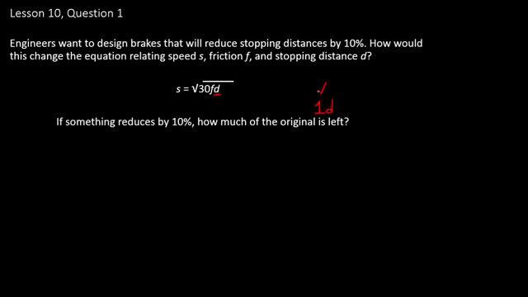And really, we're focusing on this coefficient. What's 90% of 1? So we want this to be in decimal form, and substitute that into d and simplify, and that will give us an idea of how this equation will change given that the engineers are able to reduce the stopping distance by 10%.